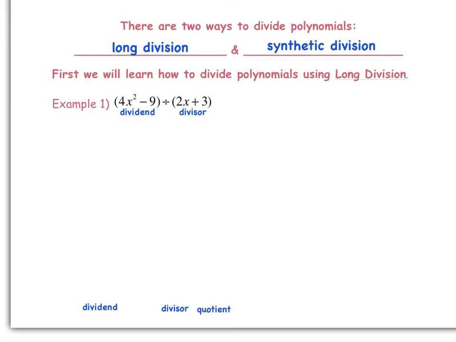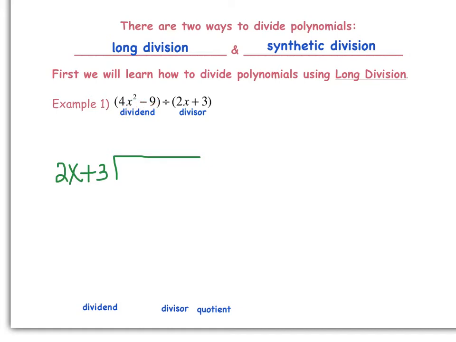Okay, we need to rewrite this in long division form. We will start out with the divisor, 2x plus 3, and then we will use our long division symbol. And then we will put inside the dividend. Now before we put it inside, I want us to analyze it real quick. We have 4x squared minus 9.